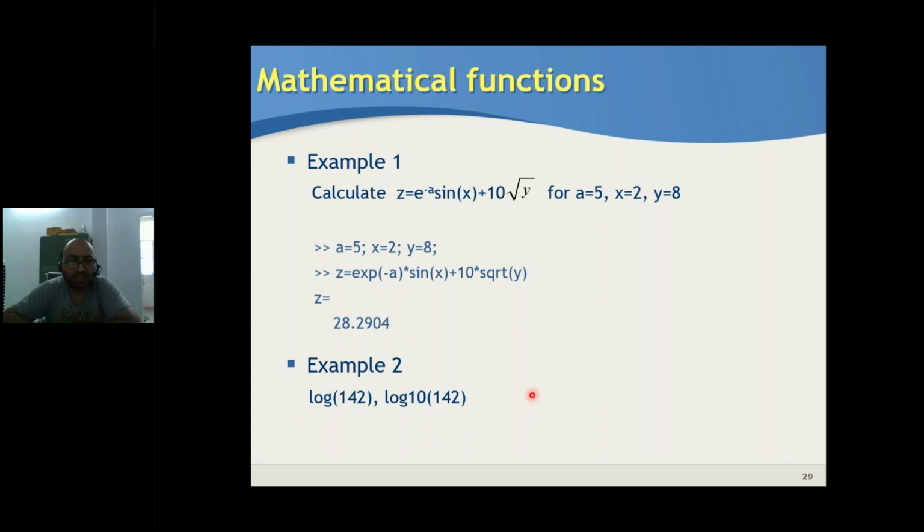Now there is a different example, log of 142 and log10 of 142. There is a small difference in that. This is representing natural log, means here the base is by default e, and if you want to get the information in terms of base 10, then you have to add 10 in between these two. Okay, so log10 of 142 will give you the log 142 base 10 value.